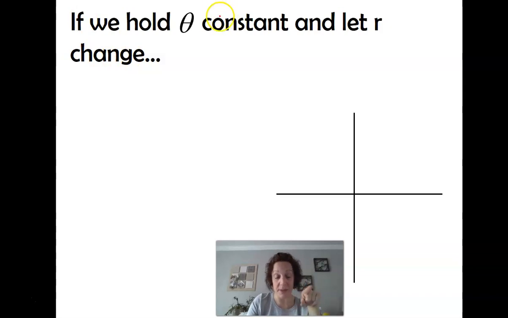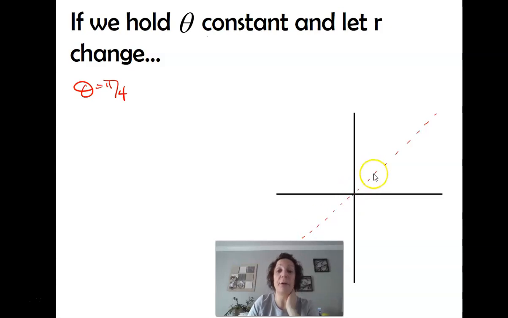I can also do the same thing if I hold the angle constant, but let r vary. So let's go back to our friend pi over 4. If I say theta has to be pi over 4, but I'm going to let r vary, you can go as far away from the origin as you want, and you can even go positive r or negative r. As long as theta is pi over 4, look what you get. You get a straight line. So if you have an r equals, it's a circle. If you have a theta equals, it's a straight line.